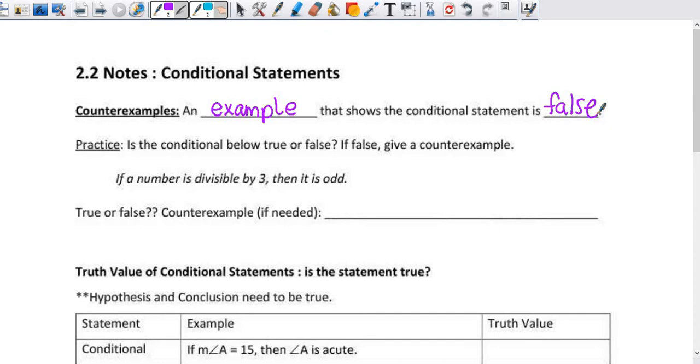So the statement says, if a number is divisible by 3, then it is odd. Is that true or false? Take a minute to think about it. All right, that is false. You could have come up with any counterexample you want, as long as it works for the statement. For instance, I thought of the number 6, because it's even and divisible by 3.